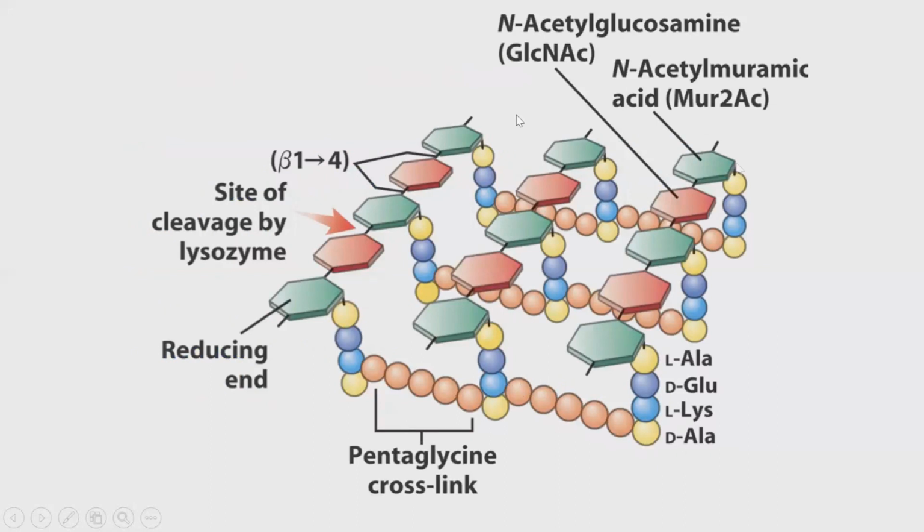Okay. So this is another picture. In this picture, one important thing that is shown is that this is NAM, this is NAG, and in this portion you can see the connection between them, and the connection is called beta 1,4. This connection is important to know because the lysozyme that is secreted from our cells to destroy the bacteria basically works on this, and they break the backbone. When they break the backbone, they break the cell wall.